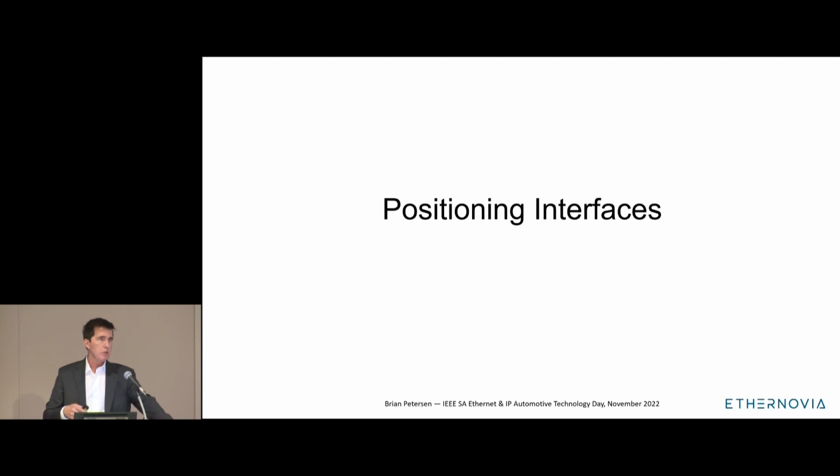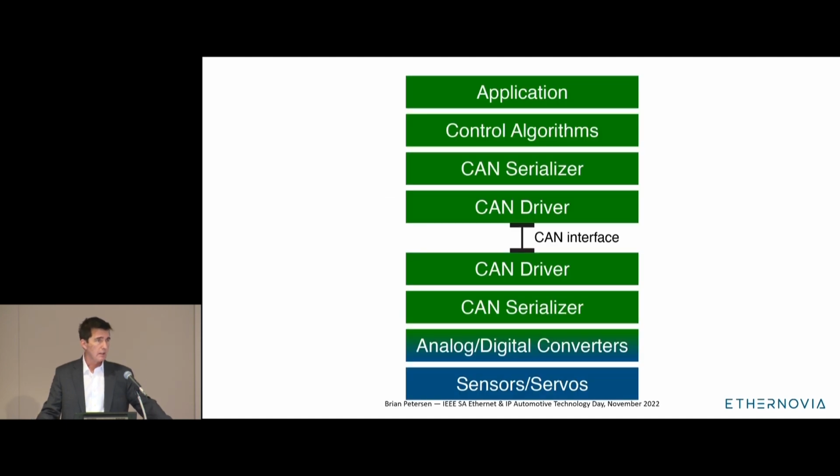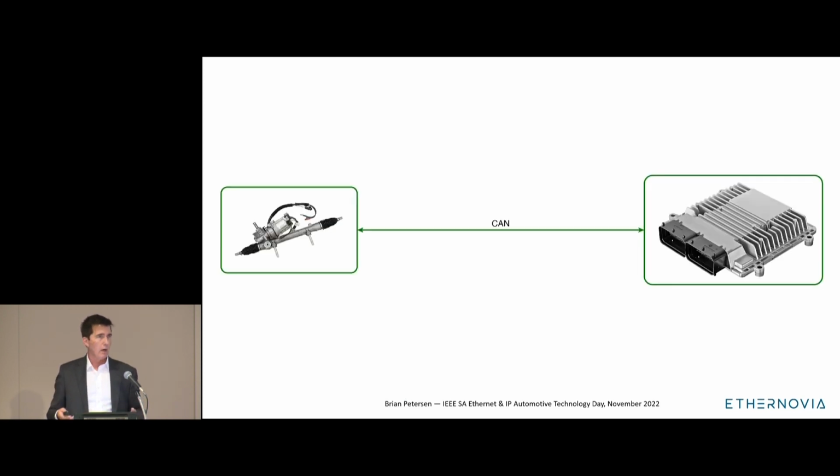Now, if we were to position our physical interface, our electrical interface, further up in these levels of abstraction, we get something that looks like this. And now what we're doing is multiplexing those numerical values into the payload of a CAN packet. And by doing so, we've replaced that series of analog wires with a single pair of digital wires.